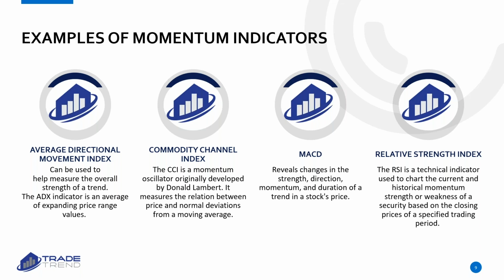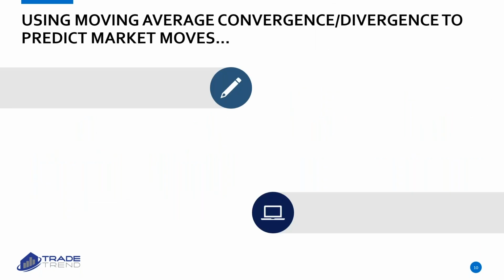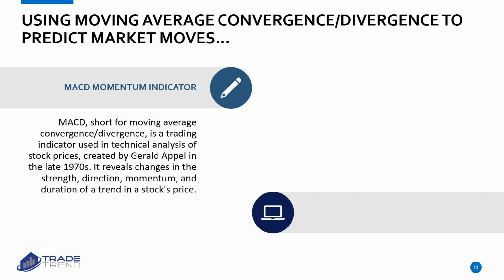So, okay, let's now look at how we could have used a momentum indicator to predict market moves. We're going to focus in on one of these four that I've got on the screen, and that is the MACD, short for moving average convergence divergence. If you're not familiar with the MACD, it is a common indicator. Many of you, I'm sure, have used it at some point in your trading. There are a number of ways to use this indicator, and we're going to focus in on one of those, and I'll show you how it predicted the market sell-offs in 2018.